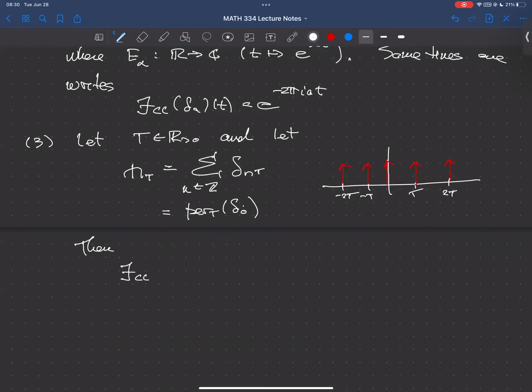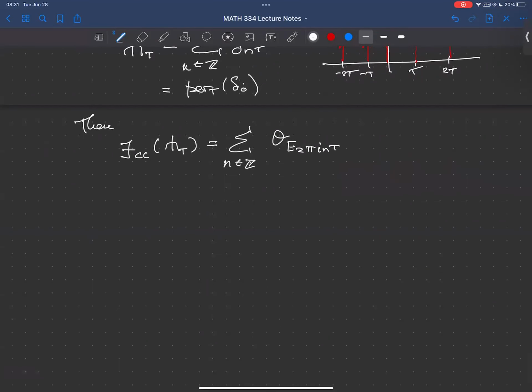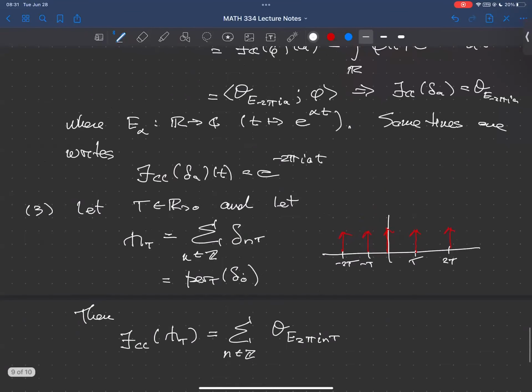So the CCFT of the Dirac comb with period t is the sum over Z of delta at n, e to the 2 pi i n t. Okay, so that's the CCFT now for tempered distributions.